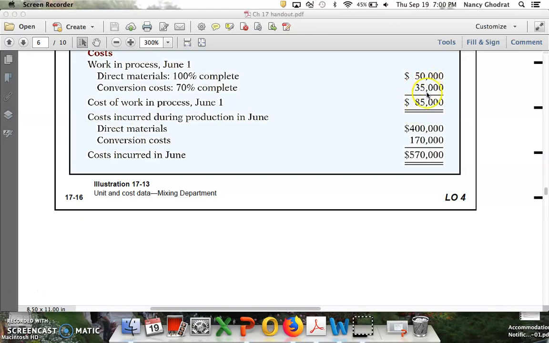$50,000 on direct material, $35,000 on conversion cost. Again, please ignore these percentages because we're not using the first-in, first-out method. We're using the weighted average method. Now, for the cost, the money we spent during the month of June for the units we started into production, in total we have spent $570,000: $400,000 in material, $170,000 in conversion.